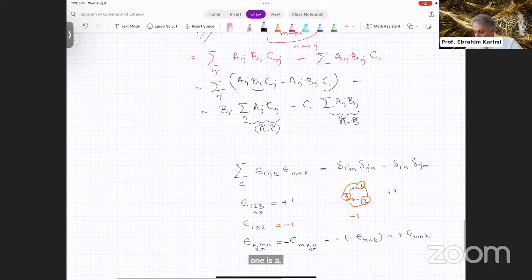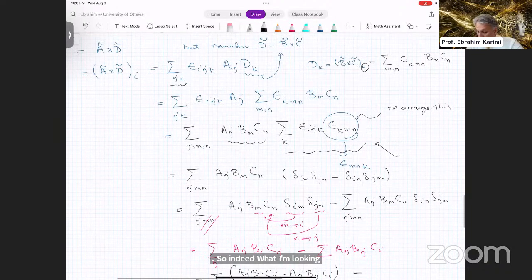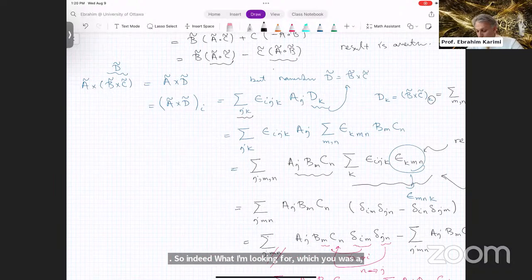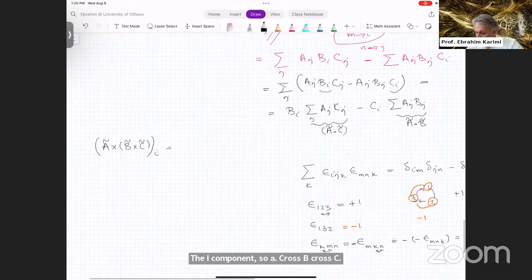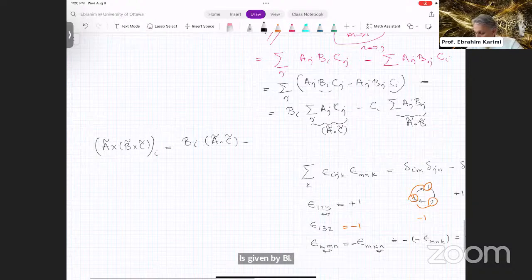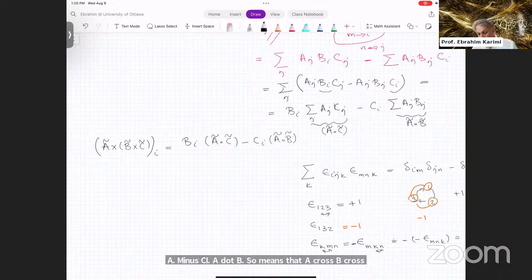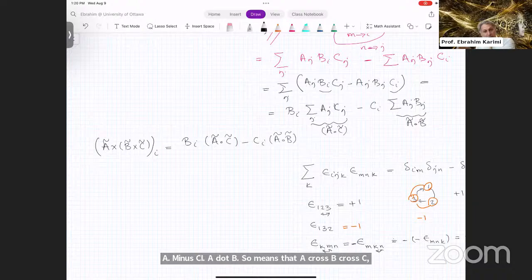So indeed, what I'm looking for, A cross B cross C, the I component, is given by BI A dot C minus CI A dot B. So it means that A cross B cross C, the vector that you are looking for, is B vector A dot C minus C vector A dot B. So that's the conclusion that we have for the time being. Okay. Now we can go with the questions.